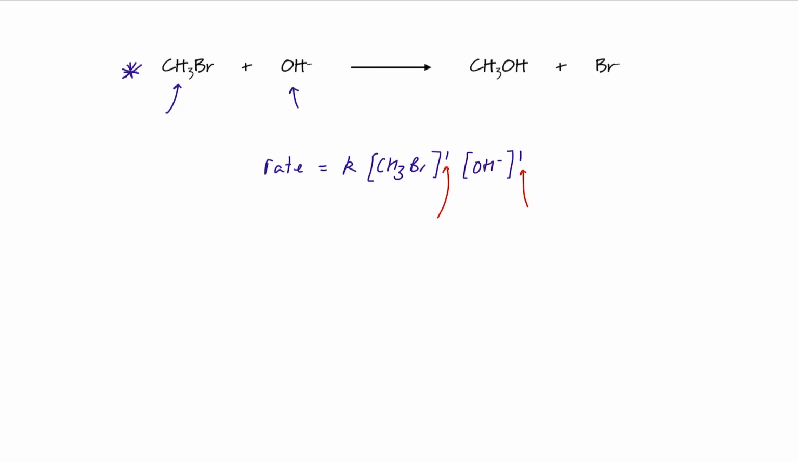So although each concentration is raised to the power of the order of that reactant in the rate equation, if it's a 1, we don't usually bother putting it in. Hence, we would see the rate equation look more like rate equals K [CH3Br][OH-].